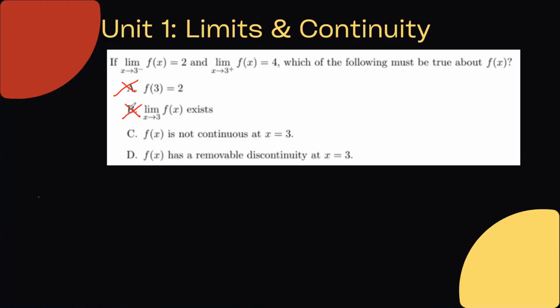f of x is not continuous at x equals 3. This is true because the left and right behavior are different. And D is false because it's not a removable discontinuity. To have a removable discontinuity, the limit from the left and right would have to be equivalent.